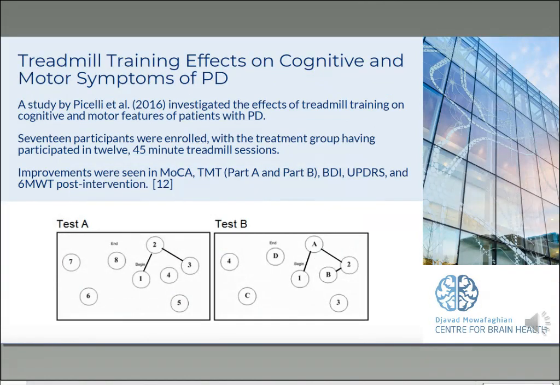So the next study looks at the effects of treadmill training on cognitive and motor symptoms of PD. The study had 17 participants enrolled, with the treatment group participating in 12 45-minute treadmill sessions, with 1 session per day on Monday, Wednesday, Friday for 4 consecutive weeks. And the participants trained at 1 kilometer per hour for 10 minutes, then they upped it to 1.5 kilometers per hour for 10 minutes, and they finally reached 2 kilometers per hour for that last 10 minutes.